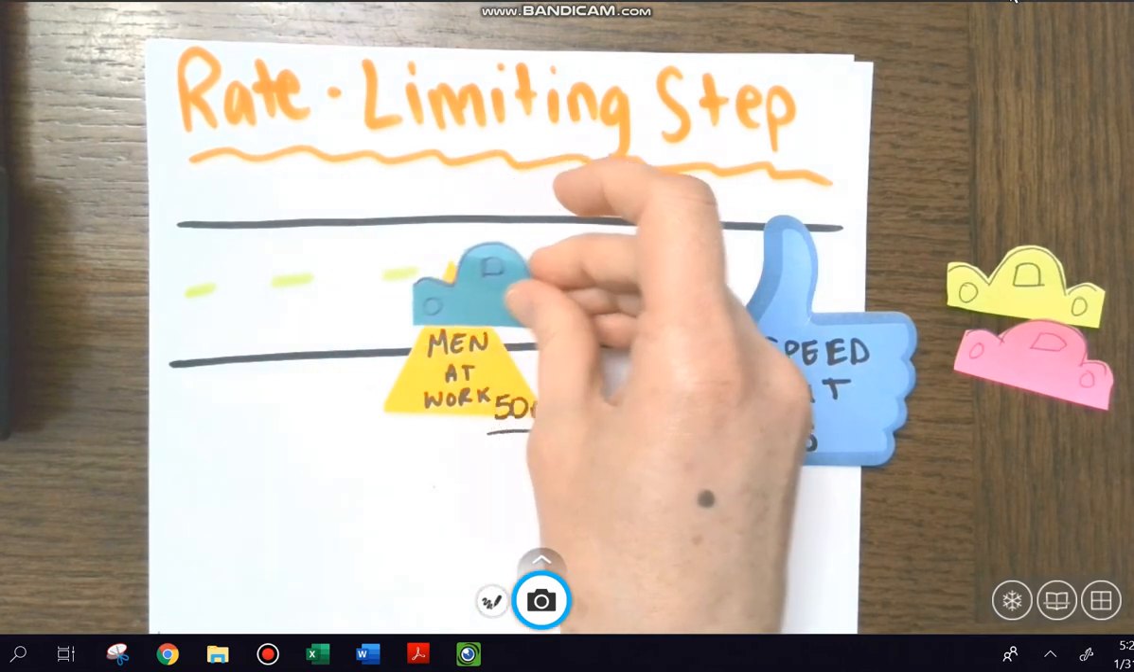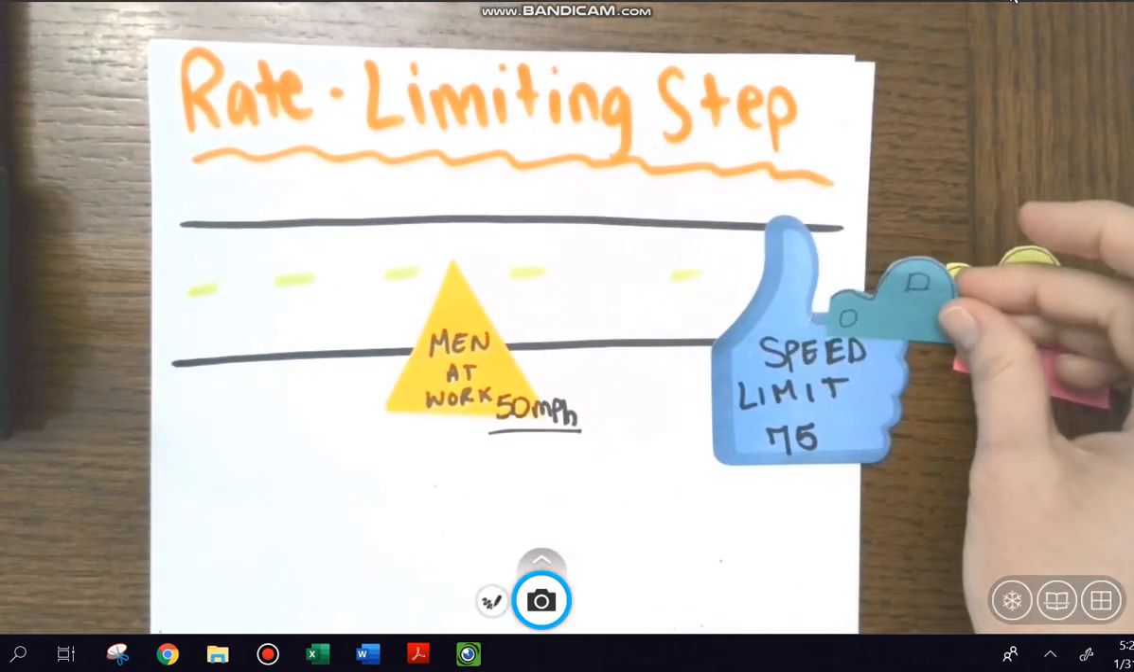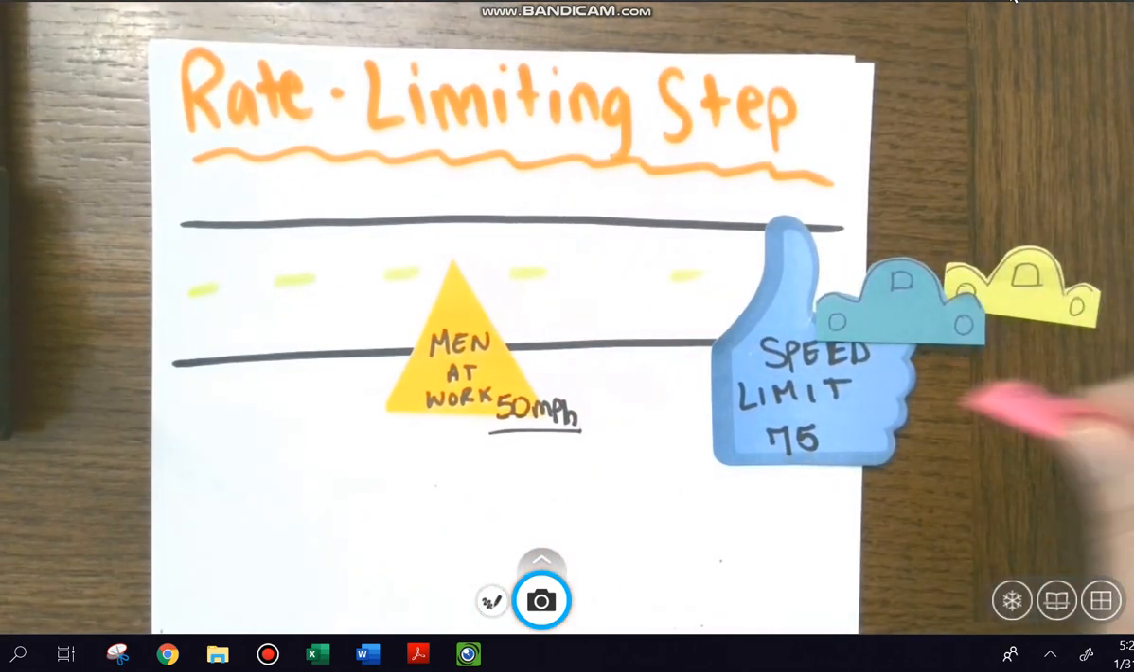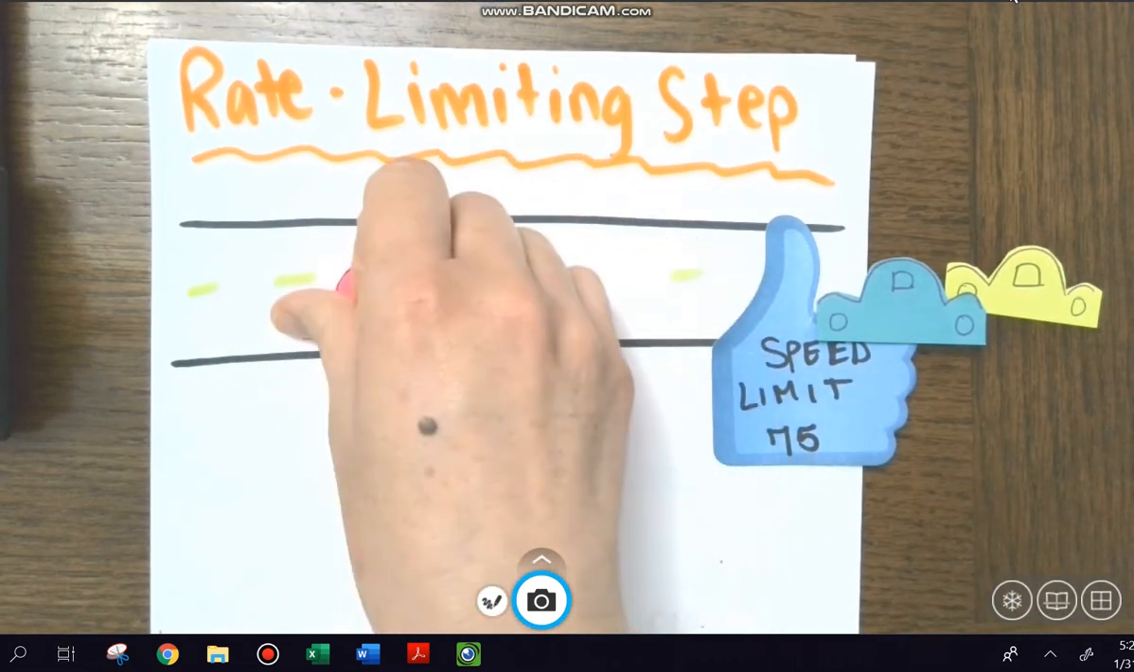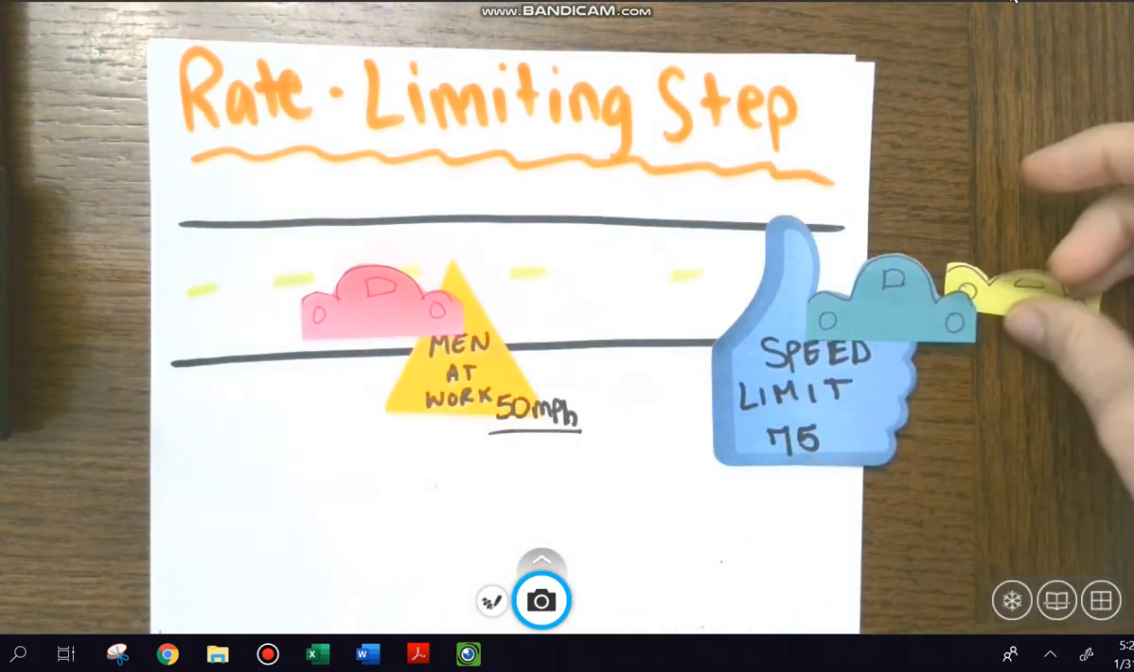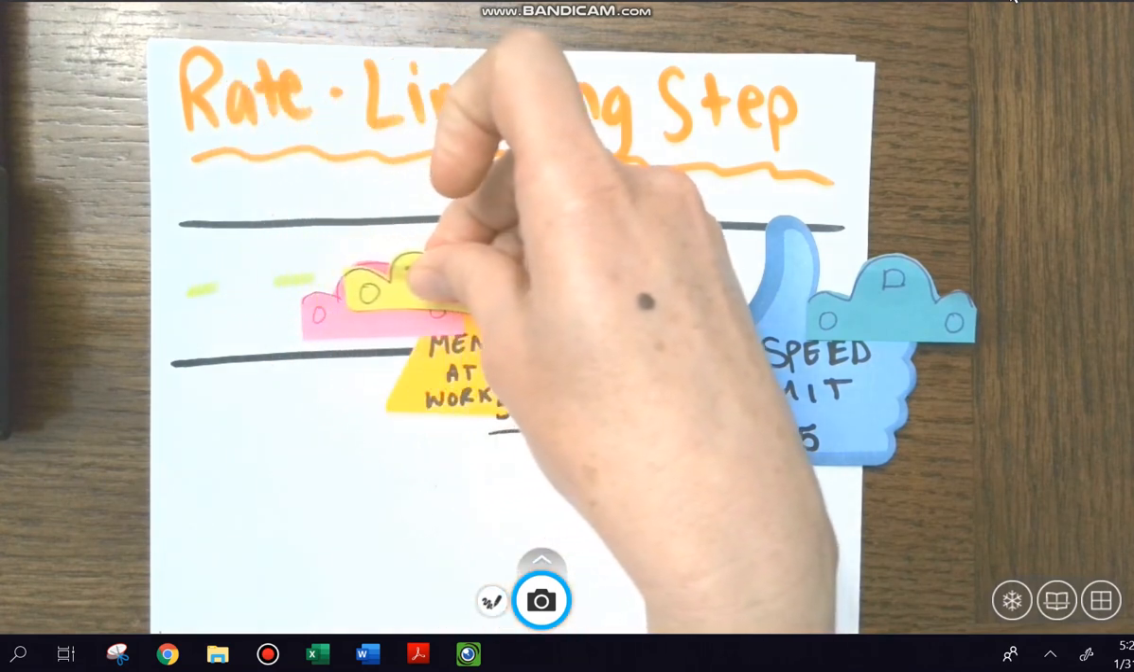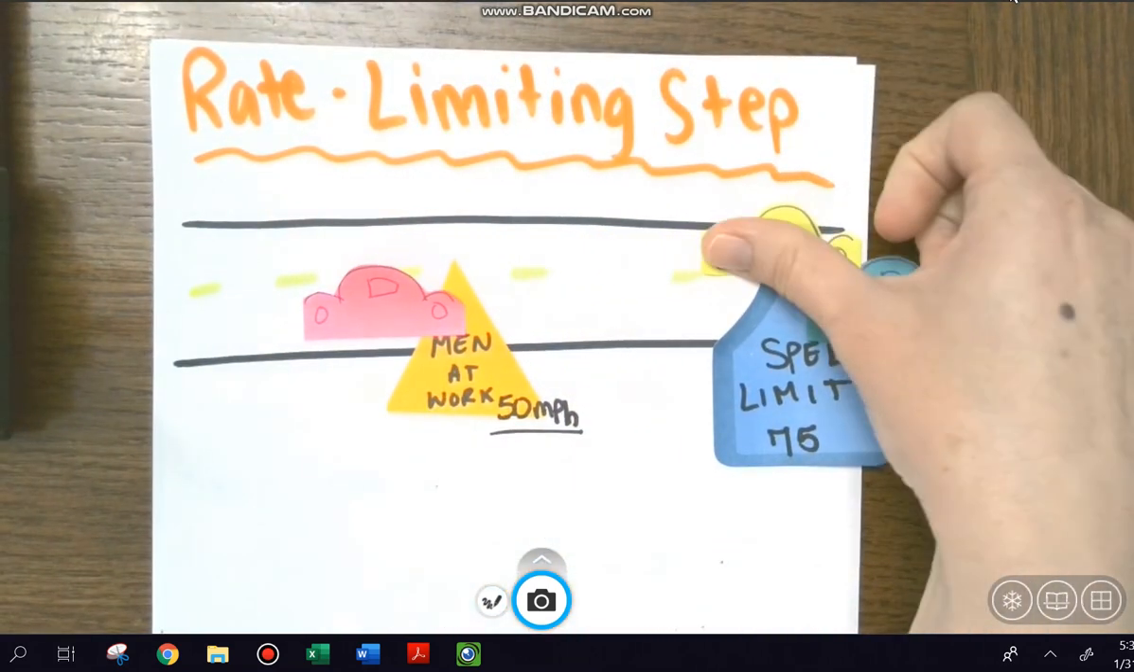So everybody's got to slow down. And once you get through here, you speed back up. So all the cars are going to get slowed down right here, but then over here, they're going to speed right back up. So we're going to slow down here and speed back up.